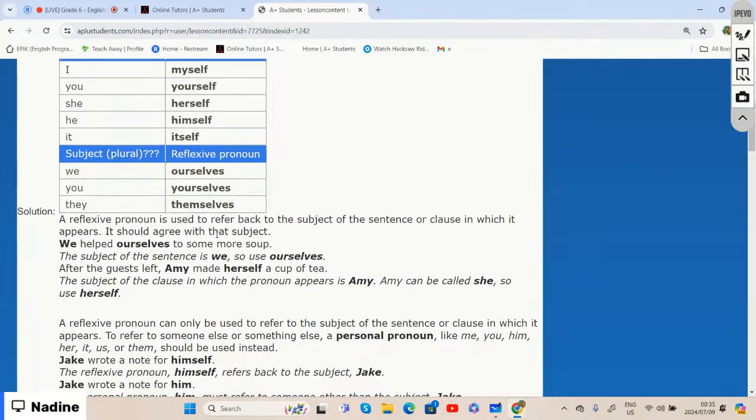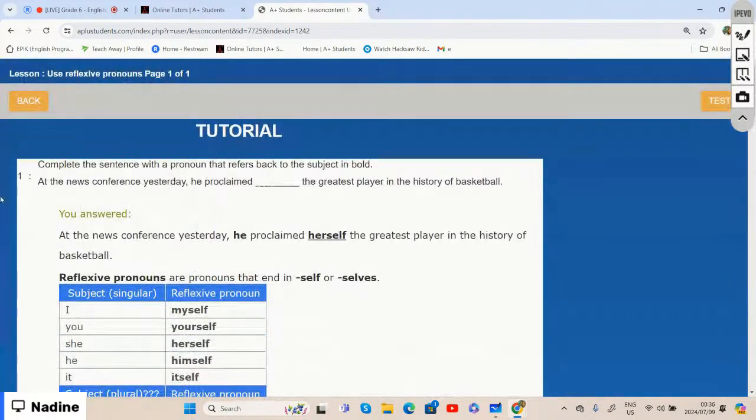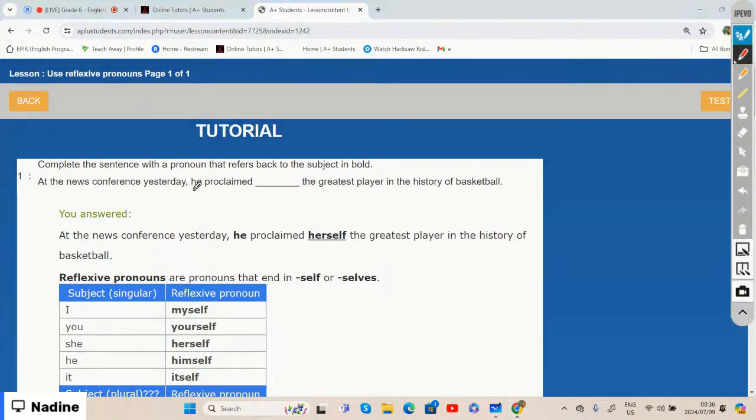All right, so now let's look. We're going to first look at an example, like an activity, and then we're going to our test. It says we need to complete the sentence with a pronoun that refers back to the subject in bold. And remember, the pronoun that refers back to the subject, we call that a reflexive pronoun, right? If it refers to someone else or something else, then that is a personal pronoun, right? It says at the news conference, he, so he is the subject, proclaimed.